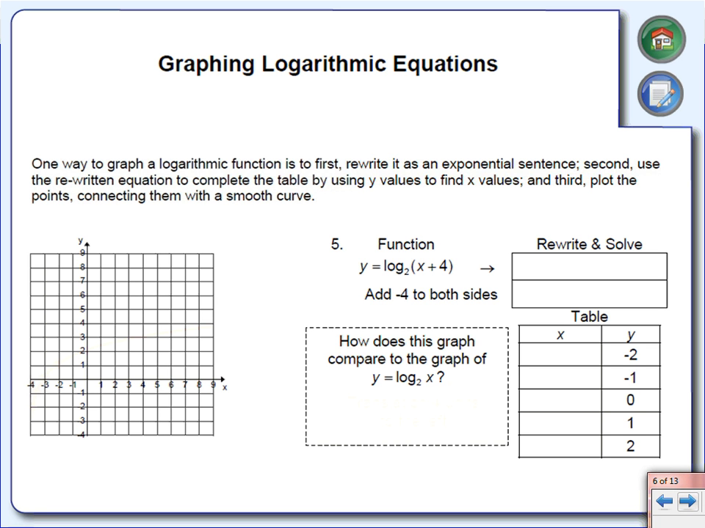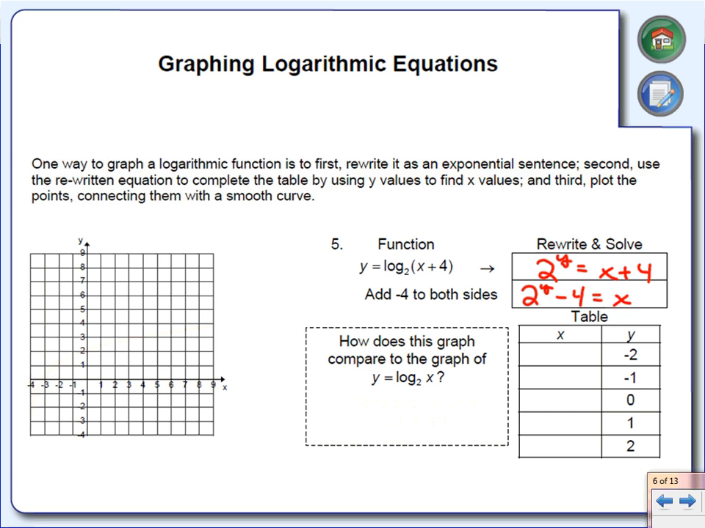But first, we got to go ahead and rewrite it in the form of an exponential. So the first thing I need is the base, and the base is a 2. Our exponent is going to be the y, and it's going to be equal to the x plus 4. However, just like we did number 4, we want to make sure x is by itself. So I'm going to go ahead and move that 4 over to the other side of the equation by subtraction. So now I've got 2 to the y power minus 4 equals x. So there's a new equation. That's what we're going to use.